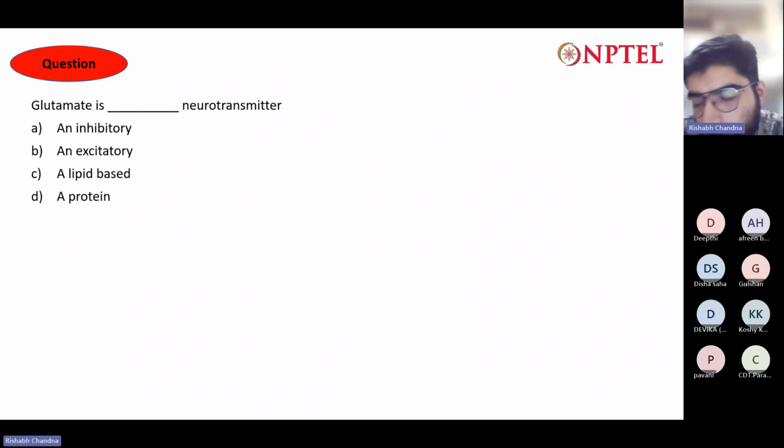Can anybody guess the correct option? Sorry, can you repeat? A. Okay. Any more answers? A, inhibitory. Okay.